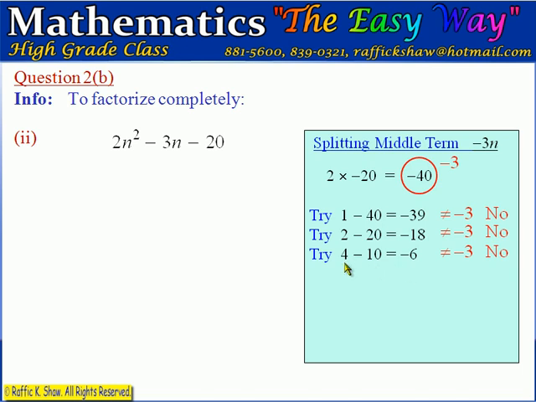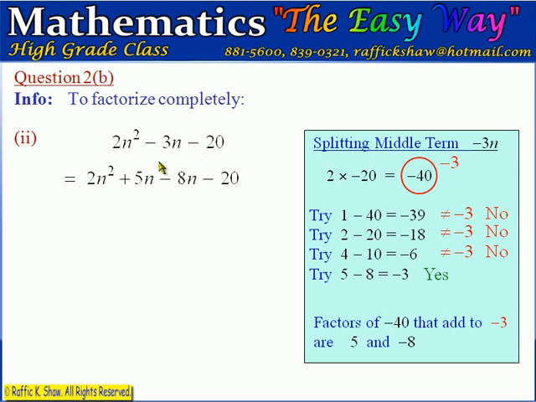So we go down to 5. 5 and what? 5 and negative 8. 5 and negative 8 are factors of negative 40. And when you add 5 and negative 8, the result is negative 3. So yes, that's what we are looking for. Factors of negative 40 that add to negative 3 are 5 and negative 8. And therefore, we are going to split this negative 3n into 5n minus 8n. And this is it.